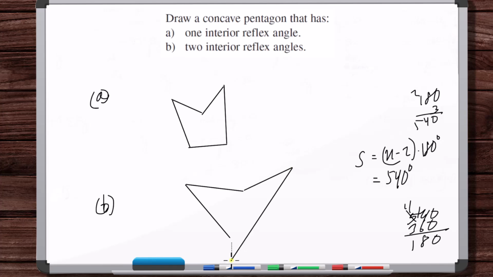Maybe like this. Yeah, there we go. Okay. There you go. 1, 2, 3, 4, 5, and there's two reflex angles.